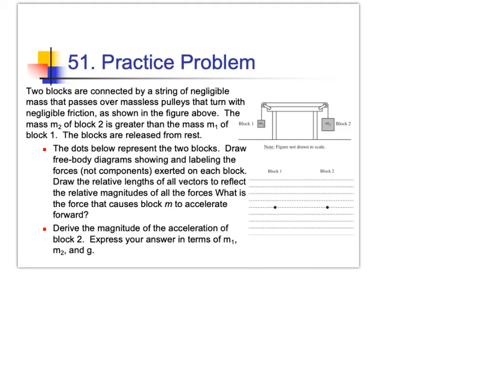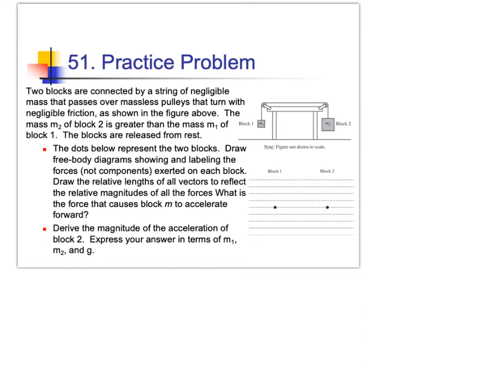So we have two boxes that are hooked up to this system here. This is referred to as an Atwood machine. Box 1 here, box 2 here, they're connected via ropes over frictionless, massless ideal pulleys. So we first want to think about what forces are acting on these objects. We want to be very specific here and draw the forces relative to the other forces. So we want to draw them to scale.